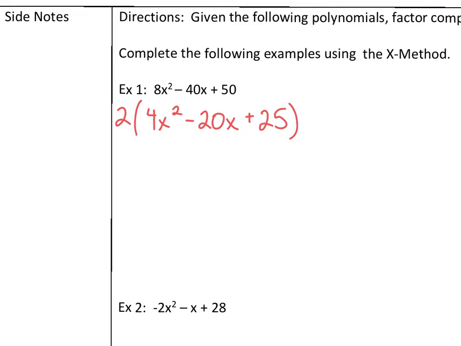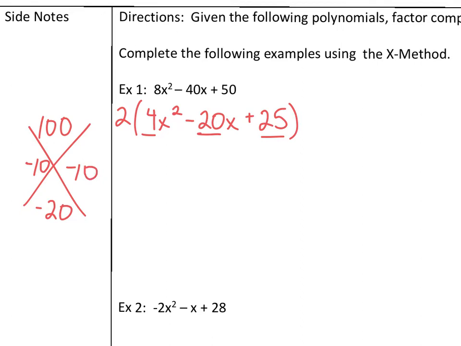Cool. Okay, so let's go ahead and do that. I'm going to go ahead, draw my X. My top number is my multiply number, which means I'm multiplying 4 times 25. What is that? 100. Keep my middle term at the bottom, which is -20. And there you go. 2 numbers that will multiply to 100 that are going to add to give me -20. Go ahead and try that. -10 and -10. Yep. Okay.